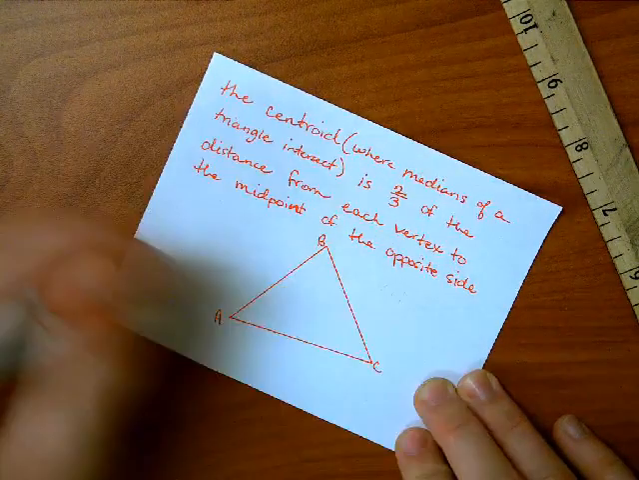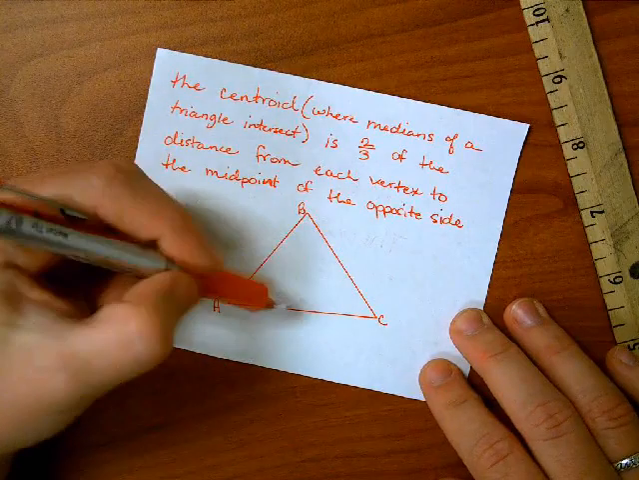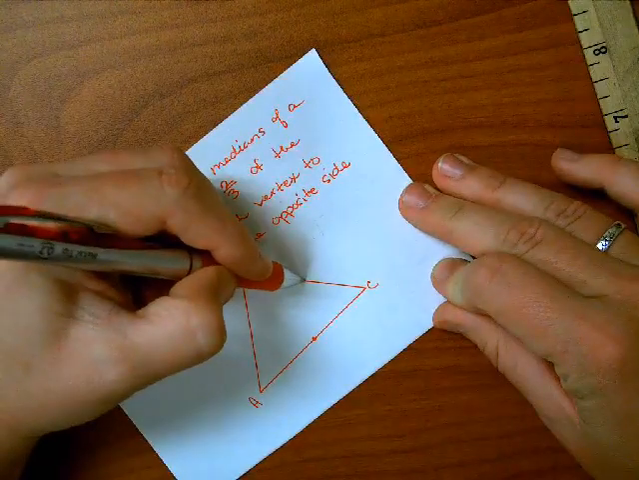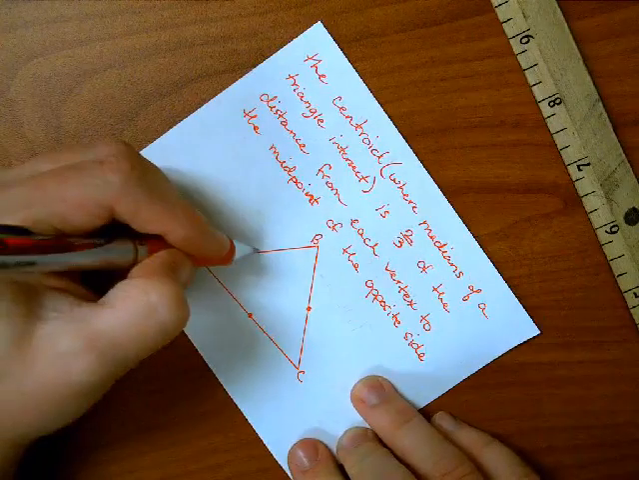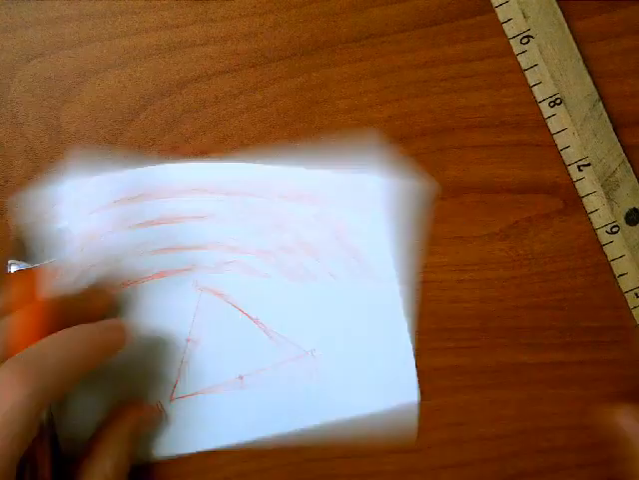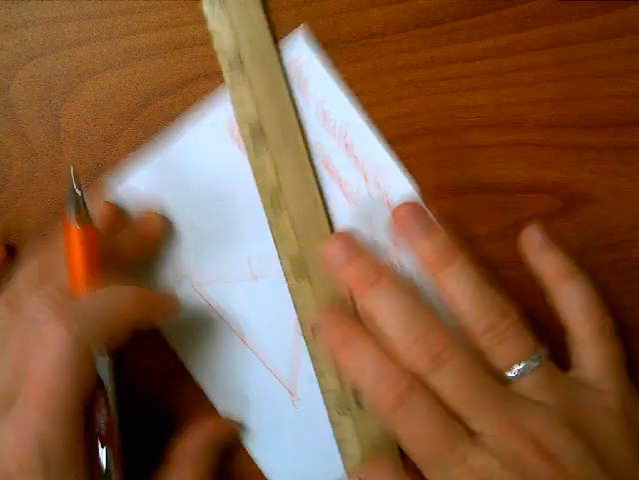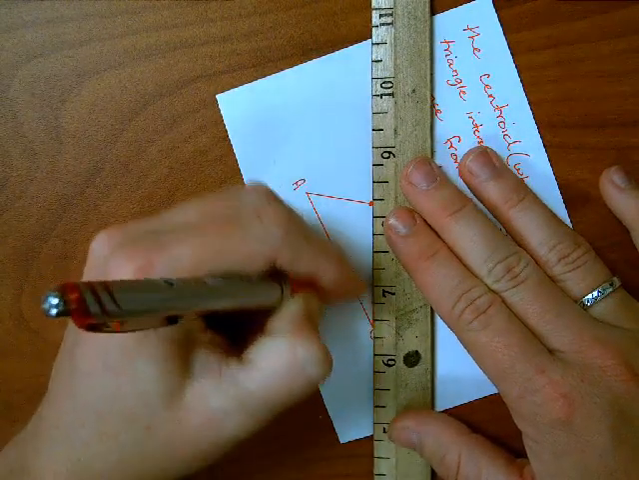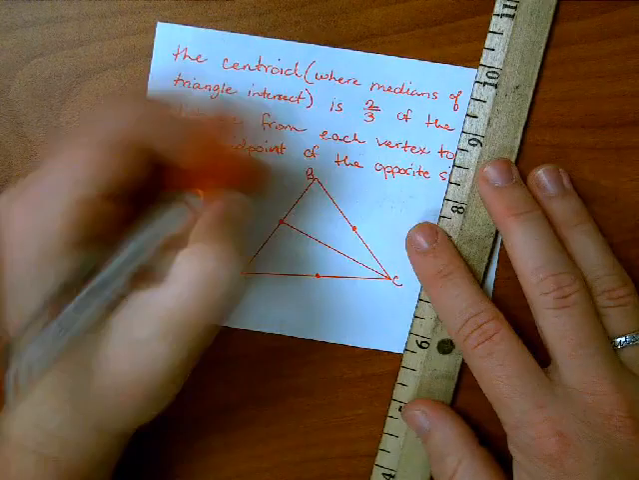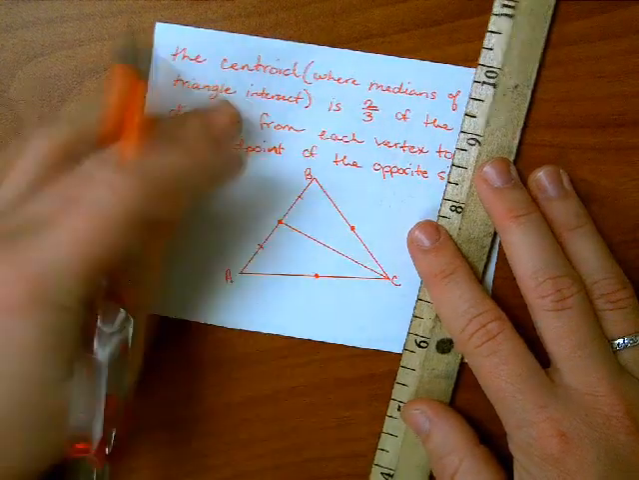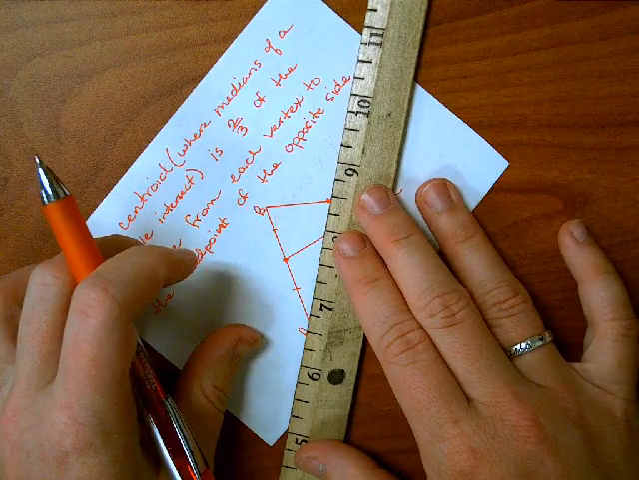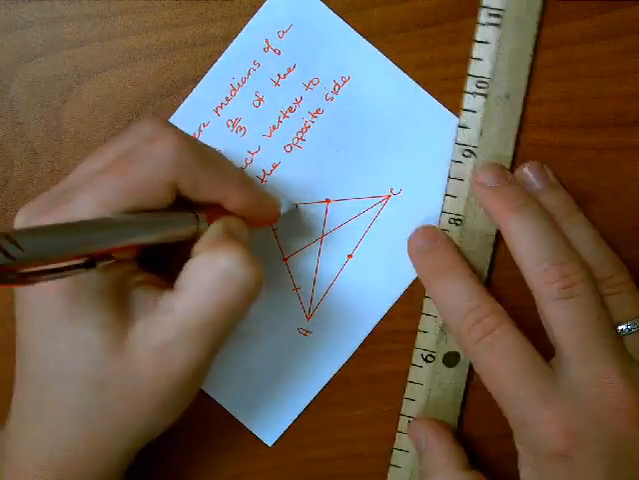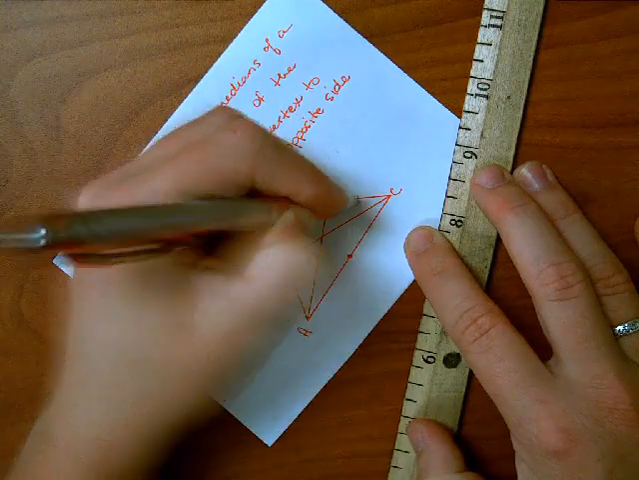So I'm going to make my midpoints on the sides as best I can, putting those points in the middle. Okay, and then I'm going to go from the vertex to the midpoint for each of these sides. So vertex to midpoint. And vertex to midpoint. And vertex to midpoint.